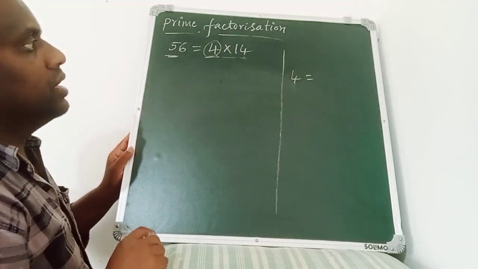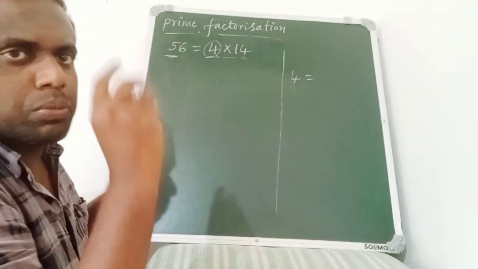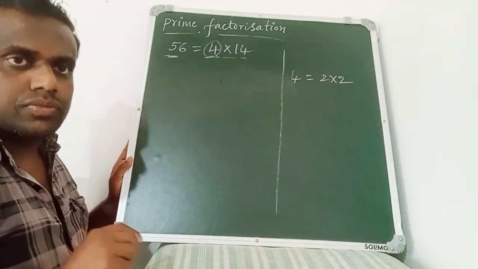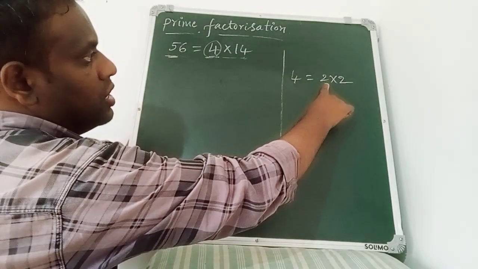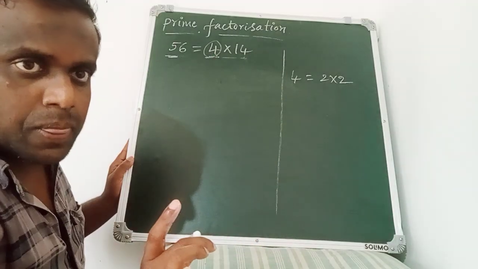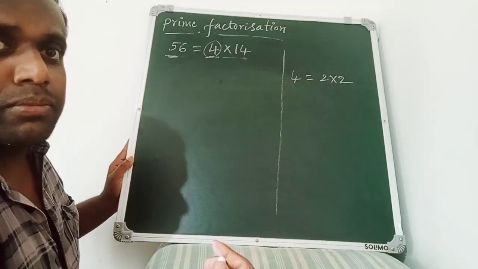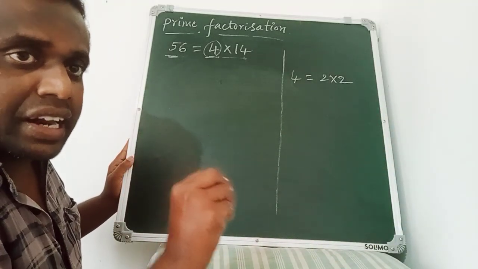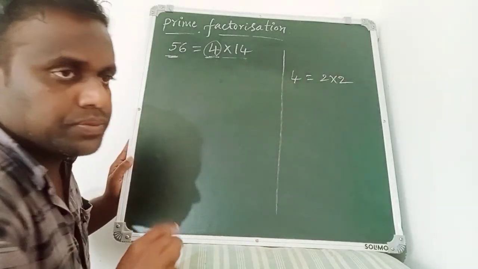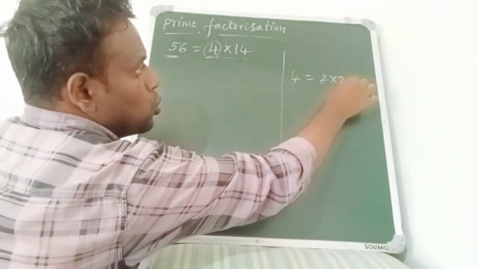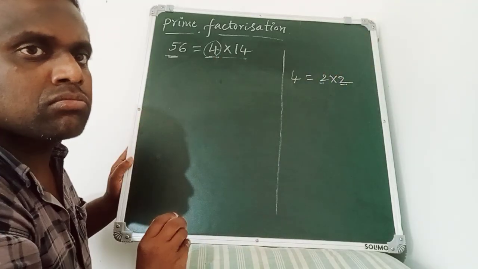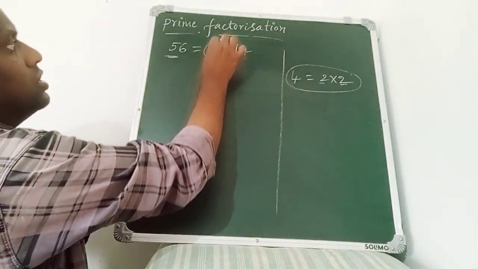Now what you have to do? Again, you have to write this 4 as a product of any two numbers. We can write 2 into 2. Correct? 2 twos are 4. Now, see again, check these numbers. If they are prime numbers, you don't touch them, just keep them as they are. If they are composite numbers, again you have to take them separately, and you have to write them as a multiplication of two numbers, like how you have written here, 4 into 14, and 4 is equal to this. Here see, 2 is a prime number, this 2 also a prime number. Since both are prime numbers, you don't do anything, just keep them as they are. Now this number is done.